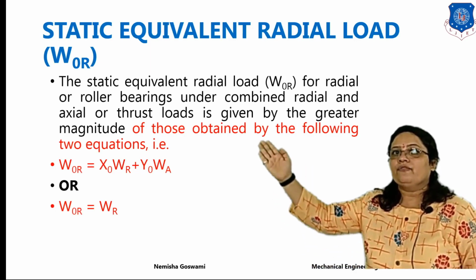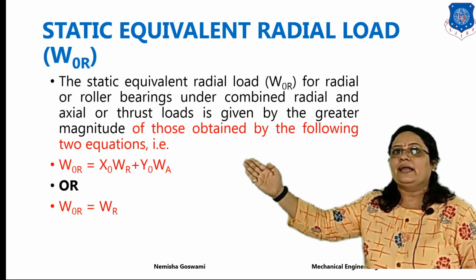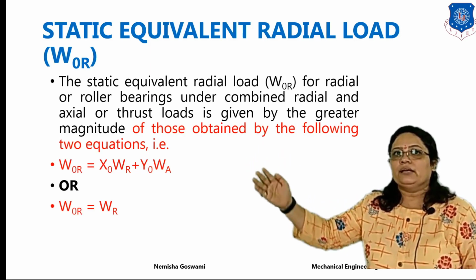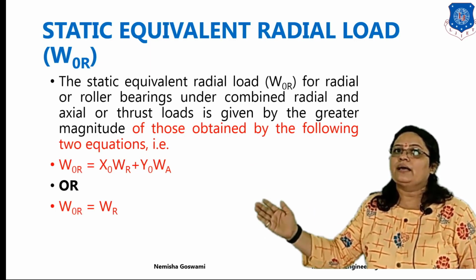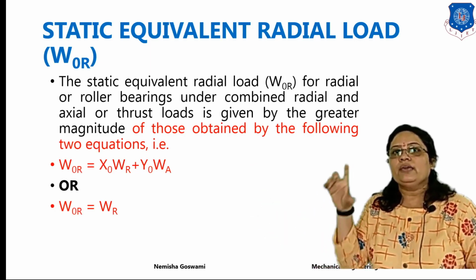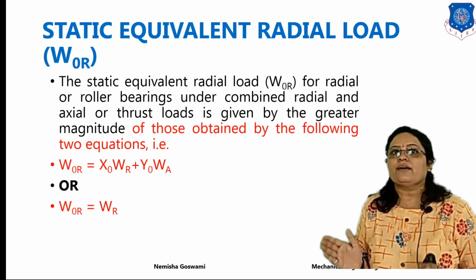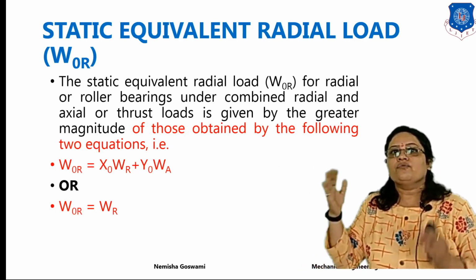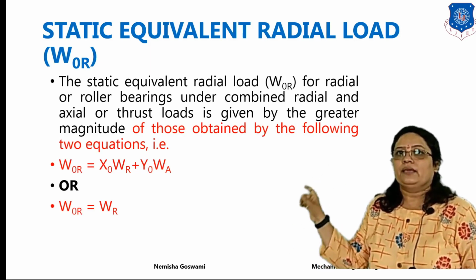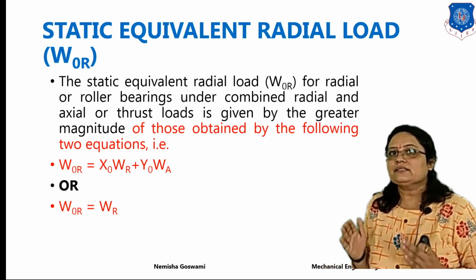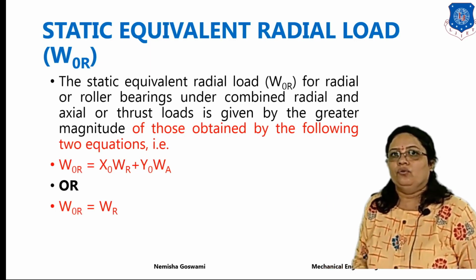For example, from the first equation we will get 10 kilonewton, and from the second equation we will get WR is equal to 12 kilonewton. So we have to take the larger value from these two equations. So we will consider the final 12 kilonewton as your static equivalent radial load. Okay?